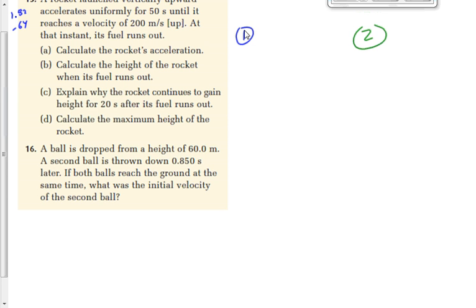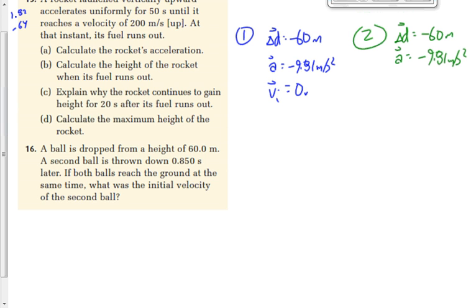Object number 1 falls 60 meters, so its displacement would be negative 60 meters. Guess what? Object number 2 also falls 60 meters. So let's make its displacement negative 60 as well. Object number 1 accelerates downward at negative 9.81 meters per second squared. So does object number 2. Object number 1 is dropped, so VI would be 0 meters per second.